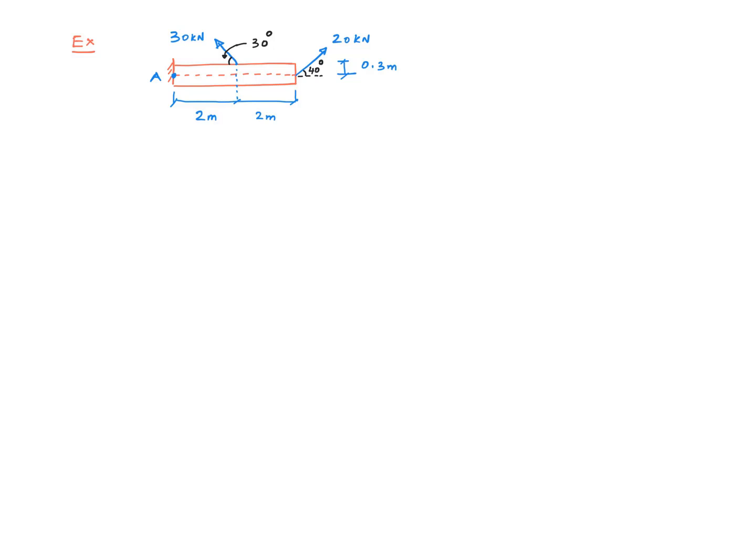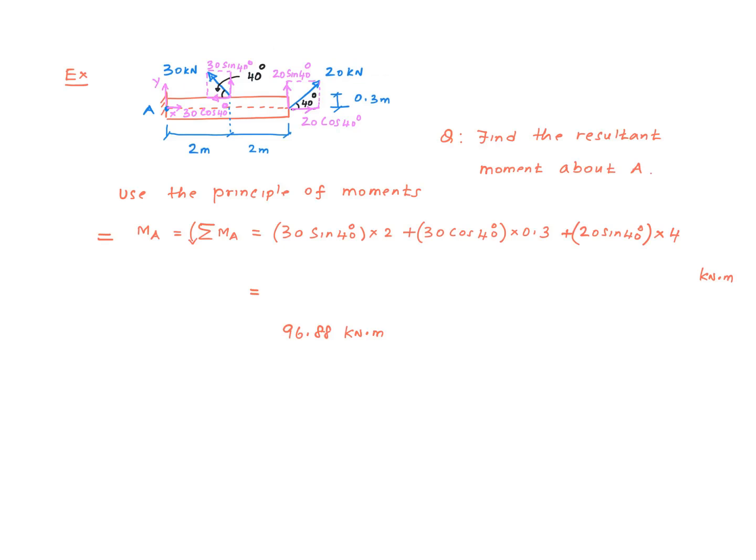Now, obviously, the thickness of the beam has to be given to you for you to be able to consider that in your moment calculation. So this is an example where the thickness of the beam is given. So here are my calculations for the moment of these forces about point A. I'm using the method based on the principle of moments.